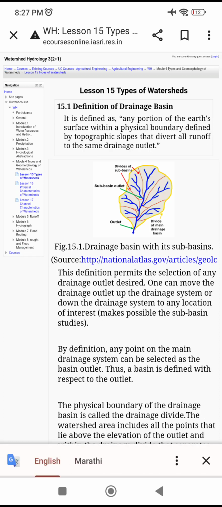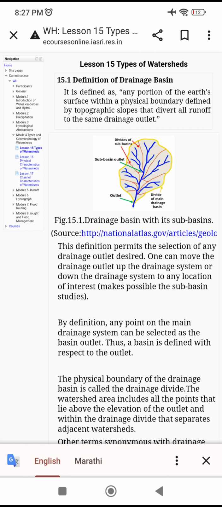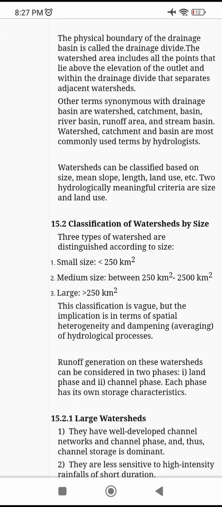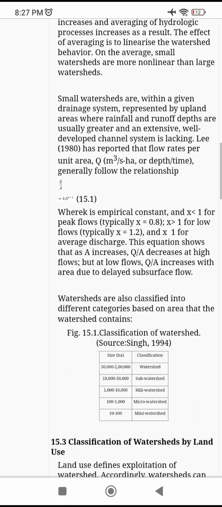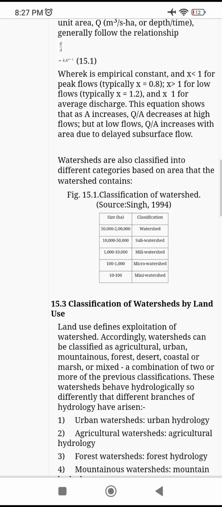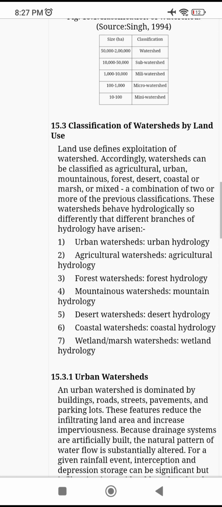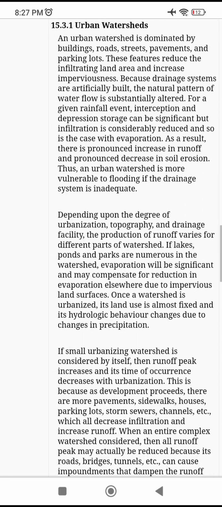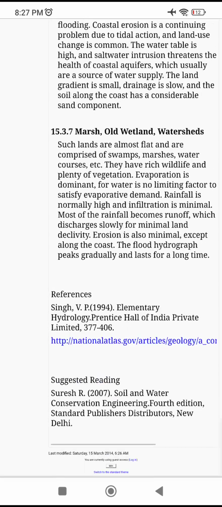Then types and geomorphology of watersheds. What are the different types of watershed? Watershed is defined as any portion of the earth's surface within a physical boundary defined by topographic slopes that divert all runoff to the same drainage outlet. So classification of watershed: small watershed, medium, large. Then you can see here one more classification of watershed. You just remember these values. Then classification of watershed by land use: urban watershed, agriculture watershed. As per use, these watersheds are classified.